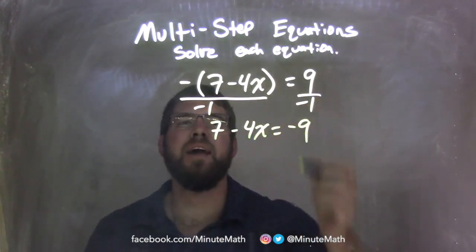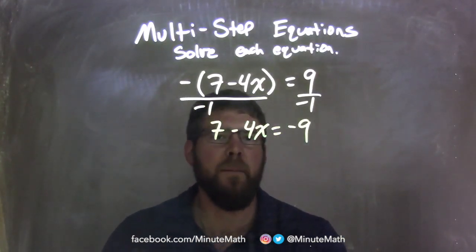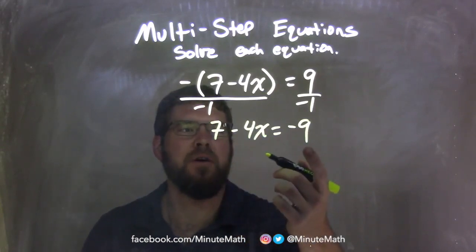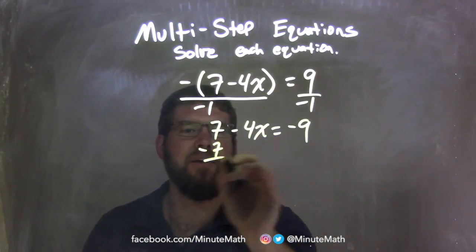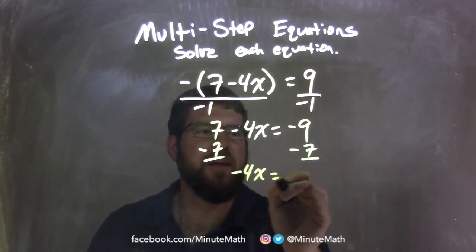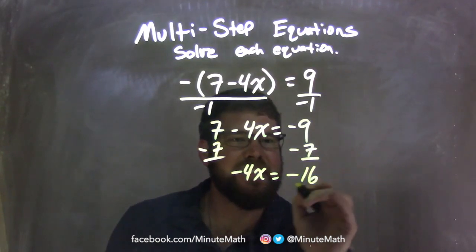Now, you can distribute that negative inside. That's totally fine, but this problem I didn't. I divided by negative 1. So now, okay, I want to bring the 7 over to the right. So I have negative 7 here. So I'm subtracting both sides. So I have negative 4x. What's left equals negative 9 minus 7 is a negative 16.